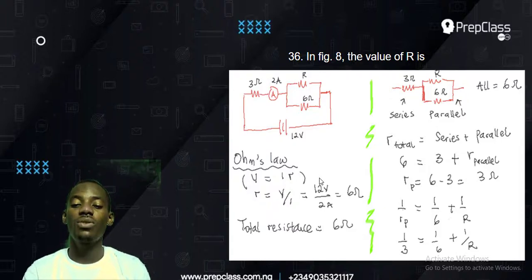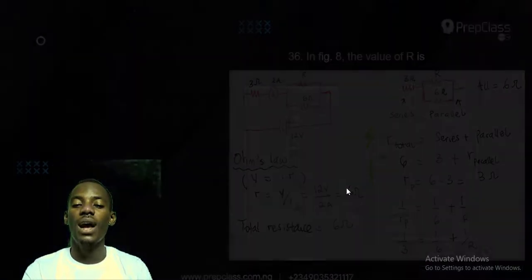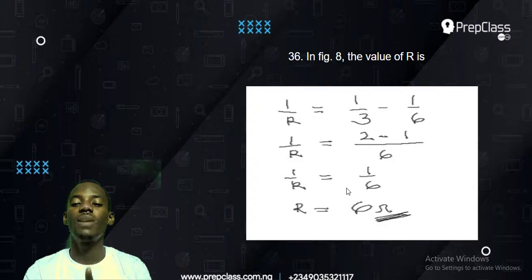Now we have 1 over R total equals 1 over 6 plus 1 over R. Okay, my R is what I'm looking for. That's the baby R. So I'll take the 1 over 6 over to the other side. So I have 1 over 3, since my total for the parallel is 3. So 1 over 3 equals 1 over 6 plus 1 over the baby R. That's my resistance, the little resistance inside.